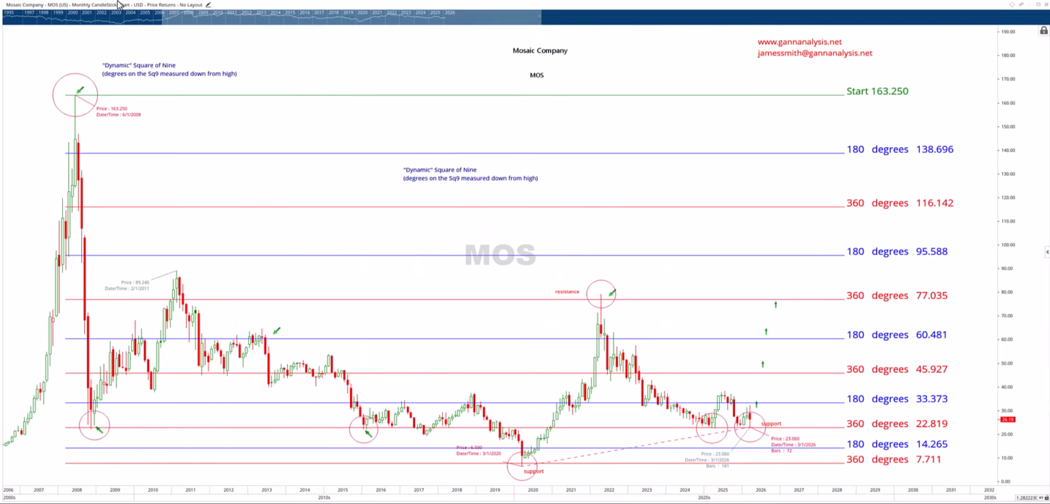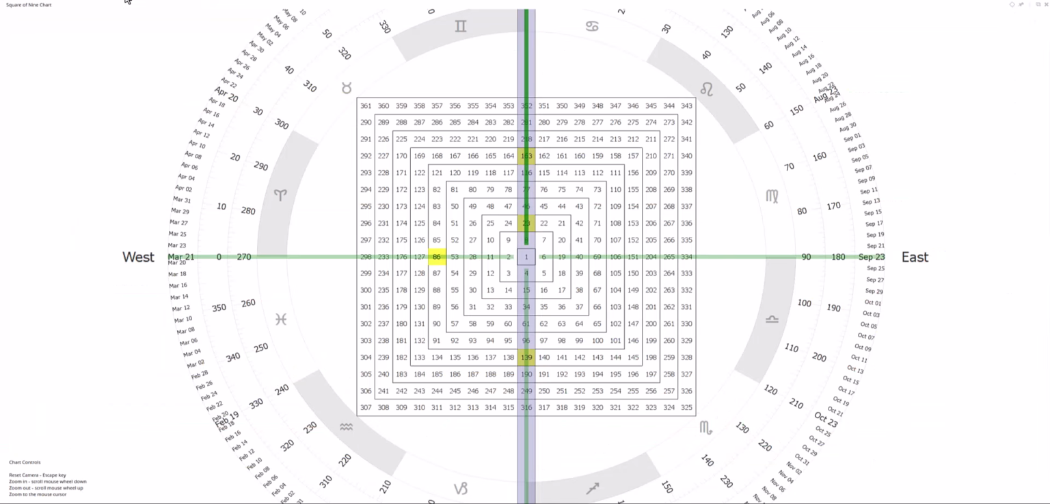So again, if you go back, you'll see 360 at 116 and 720 degrees down from high would be 77 and 46, 45.92, 46, and then 22.81 rounded off to 23, which is where you come up with those levels that we just quoted here. So I'm just showing you, you don't have to just use the square of 9 for cardinal levels. Anything that falls on the iron cross is a cardinal level.